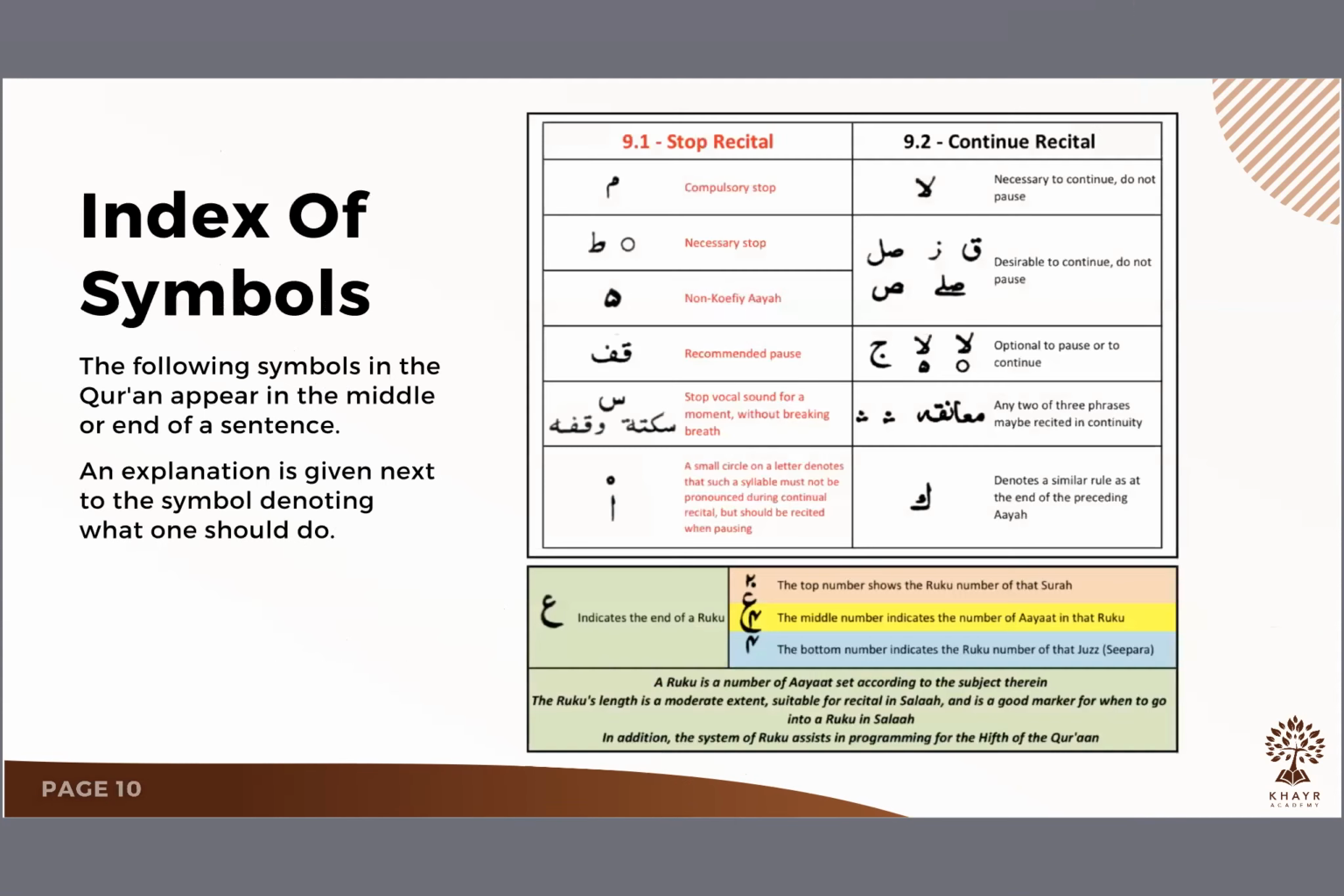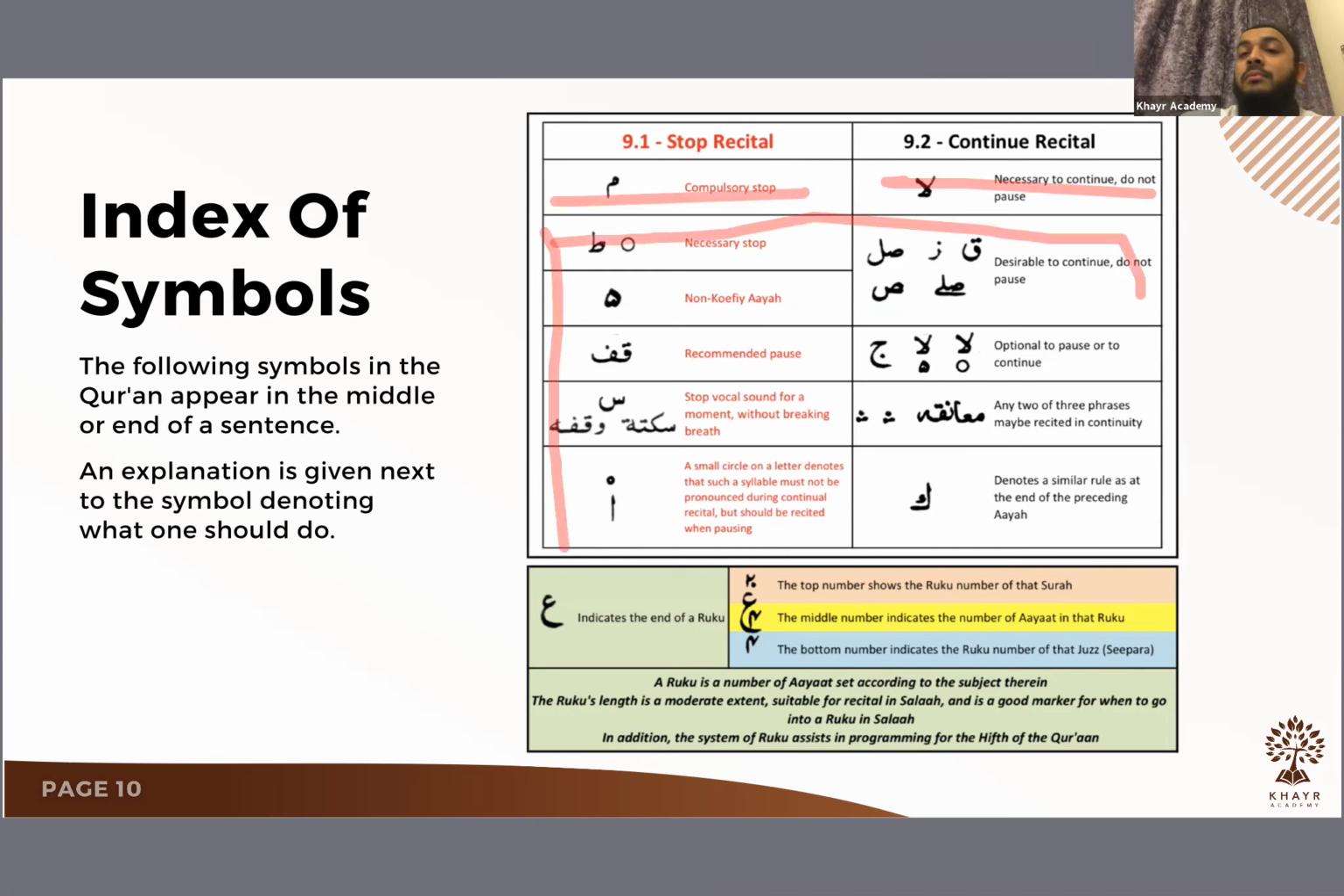Okay, the next slide, because I know a lot of people are going to say, okay, so the teacher just taught us lam and mim, but what about the qaf and the sad and the jim and all that? Just take it like this. Lam and mim are the two most important ones. If there's a lam, we don't stop. Wait, let me just get the highlighter. If there's a lam, we don't stop. If there's a mim, we stop. Compulsory, yeah?